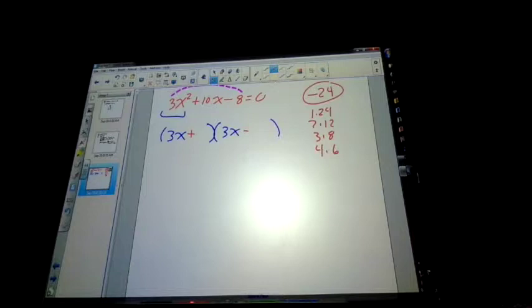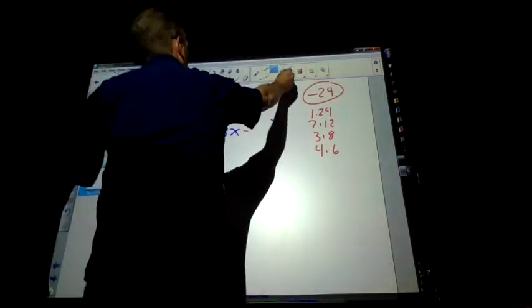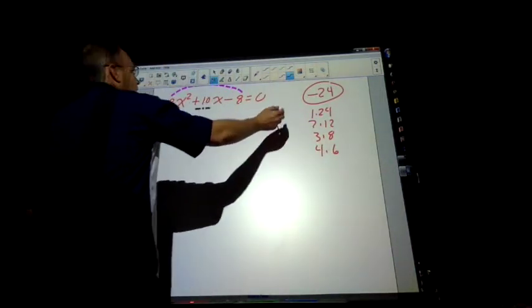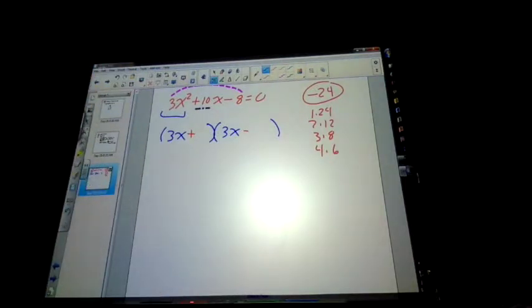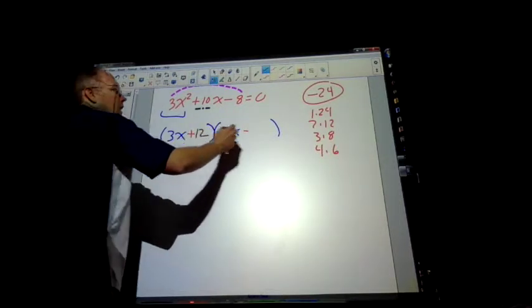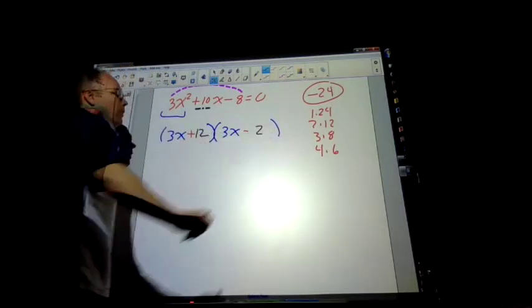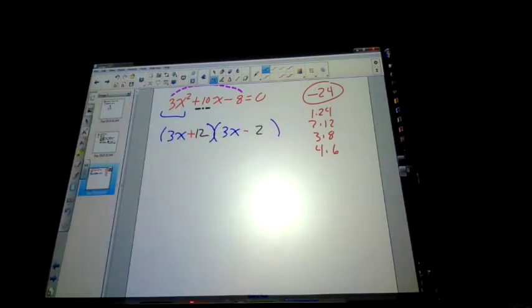Okay? So I want to figure out which of those factors are going to give me that. Okay? So you're saying 12 and 2. Which one would have to be positive to have a positive 10? 12. So I'm going to have a positive 12, and I'm going to have a negative 2. Is that okay?